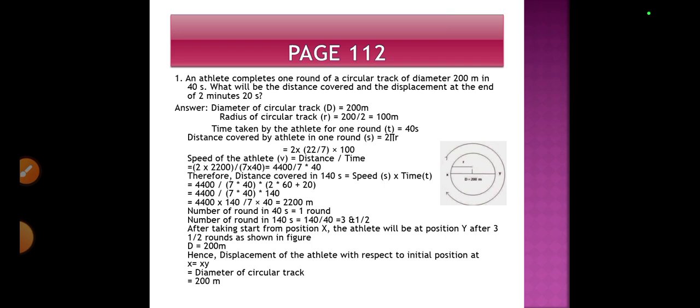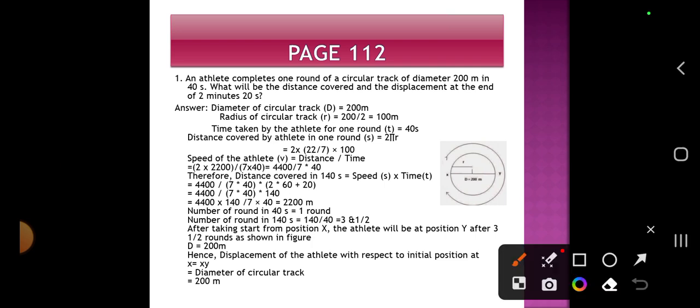Question 1, page 112. An athlete completes one round of a circular track of a diameter 200 meter in 40 seconds. What will be the distance covered and the displacement at the end of 2 minutes 20 seconds? So let's start for the answer.